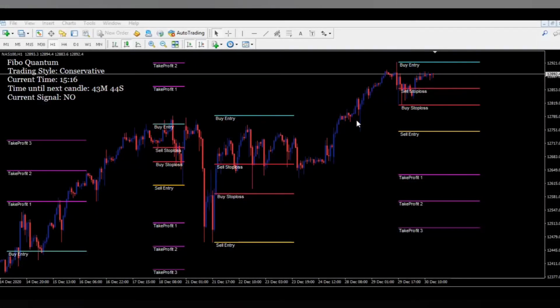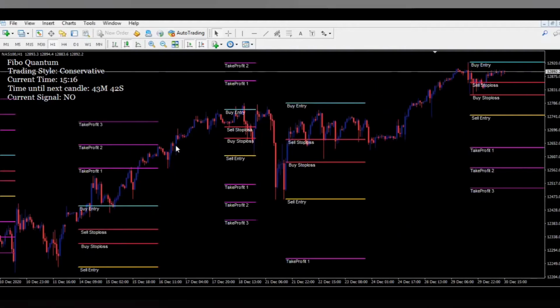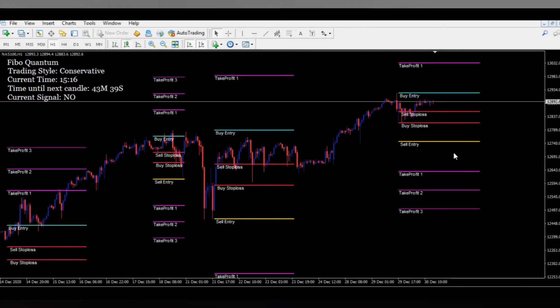My name is Praise Maps, and in this video, I'm going to show you how to use the Fibble Quantum indicator to analyze the NAS100. It's almost market open, just a few minutes before market open, so it's very important that we do this. I'm just going to make an example for those of you who are going to be trading with this indicator, or who are interested in trading with it.